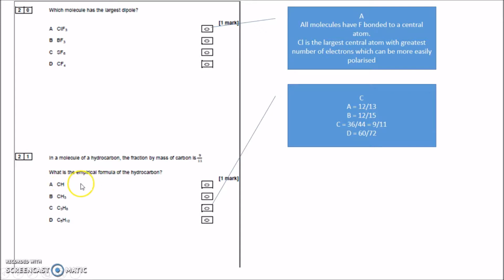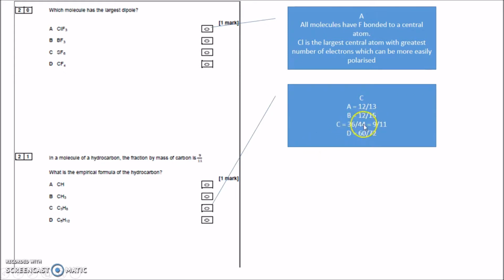So here the carbon is 12, a hydrogen is 1, so it's 12 divided by 12 add 1 is 13, 12 divided by 13. I've got CH3, so I've got a 12 and 3 1s. 12 add 3 1s is 15. I've got 12 15ths is carbon. I've got C3H6, so 3 carbons 12 each is 36, add 6 hydrogens, 36 add 6 is 42. I've got 36 divided by 42.